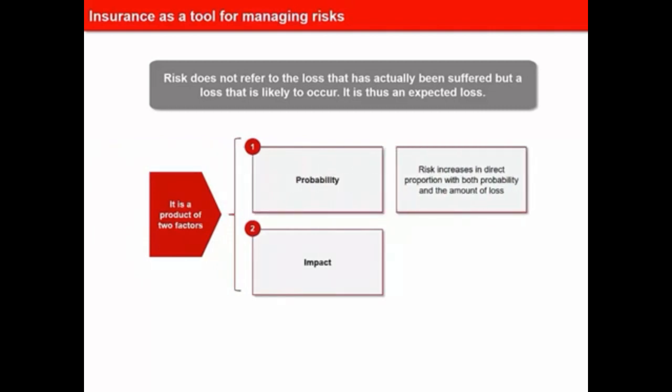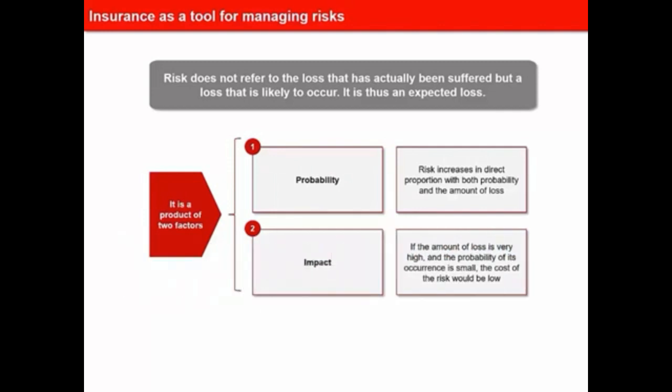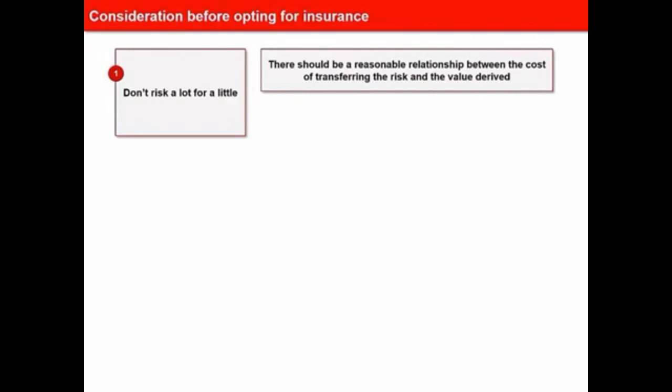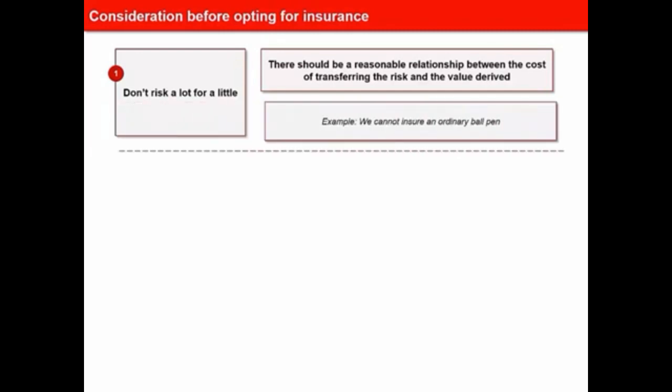Risk increases in direct proportion with both probability and the amount of loss. And if the amount of loss is very high and the probability of its occurrence is small, the cost of the risk would be low. When deciding whether to insure or not, there are a number of factors that one should consider. Firstly, don't risk a lot for a little. There should be a reasonable relationship between the cost of transferring the risk and the value derived. For example, we cannot insure an ordinary ball pen.